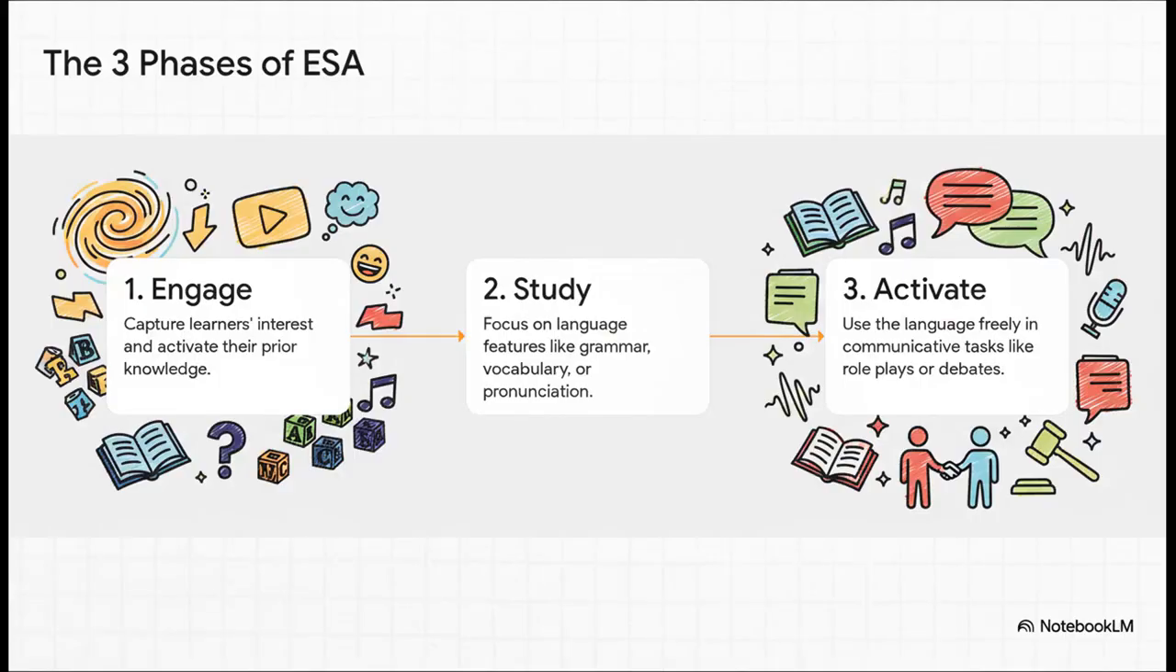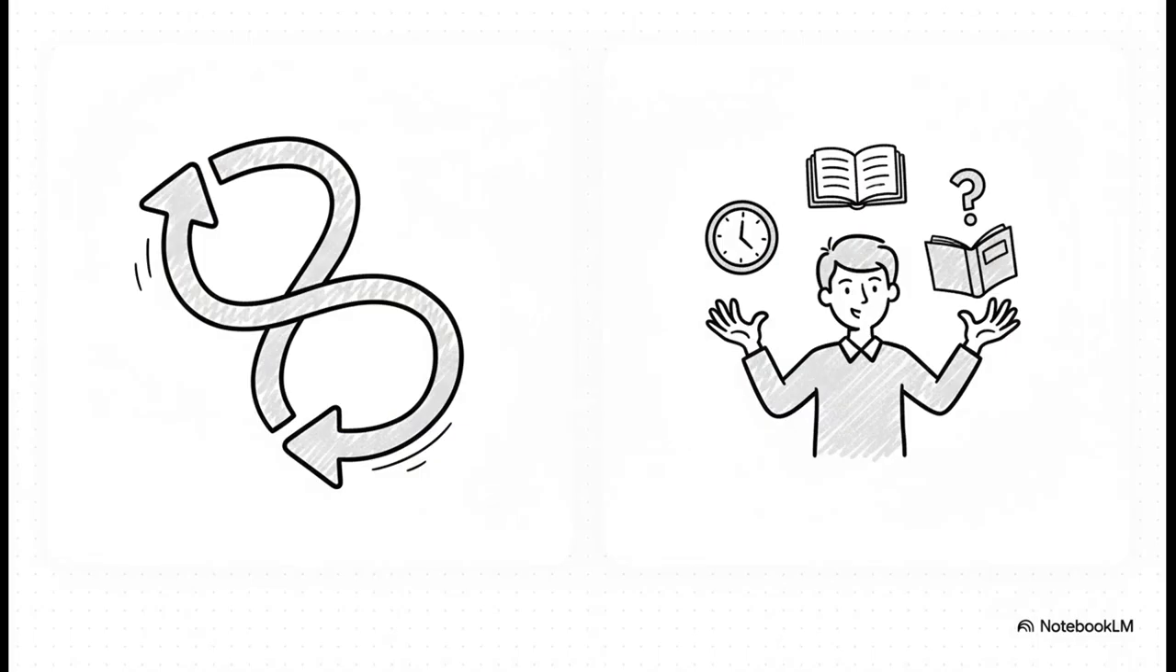The cycle usually kicks off with engage. You've got to grab their attention with a video, a cool story, or maybe a fun game. From there, you move into the study phase where you focus on the nuts and bolts of the language. And finally, you activate what they've learned, getting them to use it in a meaningful task like a debate or a role play. The real beauty of ESA is its flexibility.